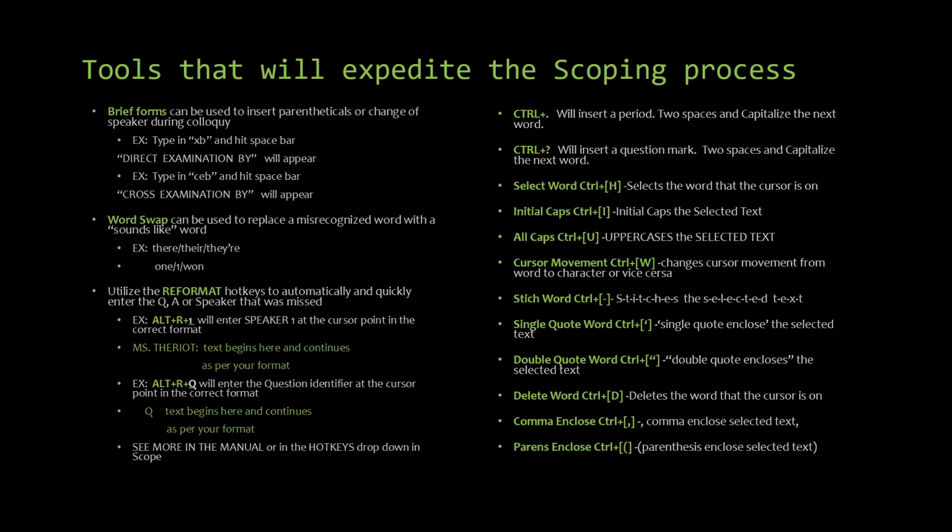Delete word, control D and control delete work. I find control D is much easier for me. I can keep my hands on the main keyboard and it deletes the word that the cursor is on, in front of, or behind. Comma enclose and parentheses enclose is exactly the same as single quote and double quote. If the cursor's on one word, it'll comma enclose that one word, or it'll parentheses enclose that one word. If multiple words are highlighted, it will comma enclose those multiple words or parentheses enclose those multiple words.